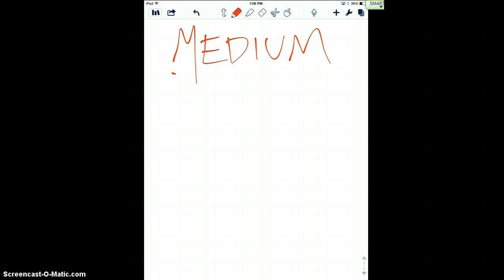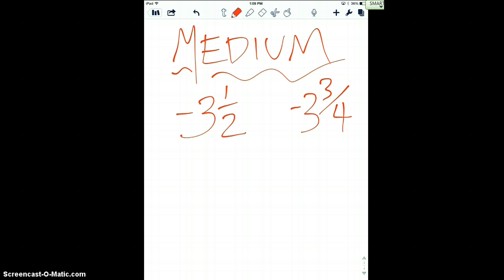Something that's medium spice. Woo! Okay, so that means we're stepping it up, and we're stepping it up into not decimals, but mixed numbers. Okay, and I've thrown at you negatives. So we're going to compare these things. I would start the same way. From 0, where do these numbers exist? They both exist on the negative side.